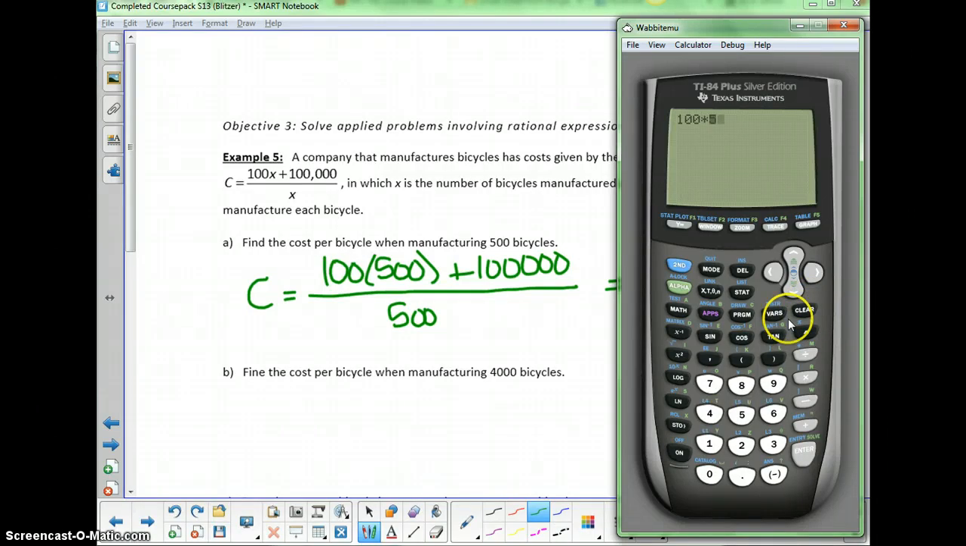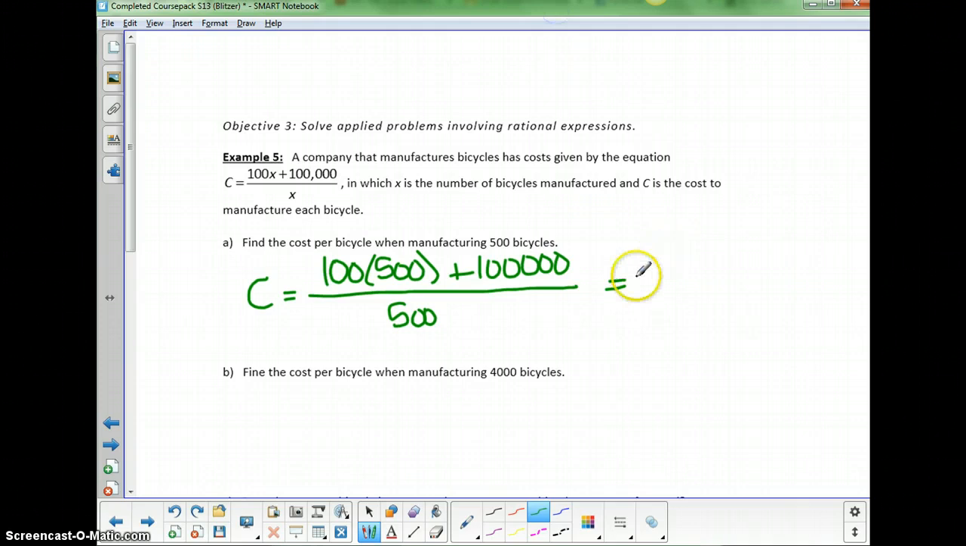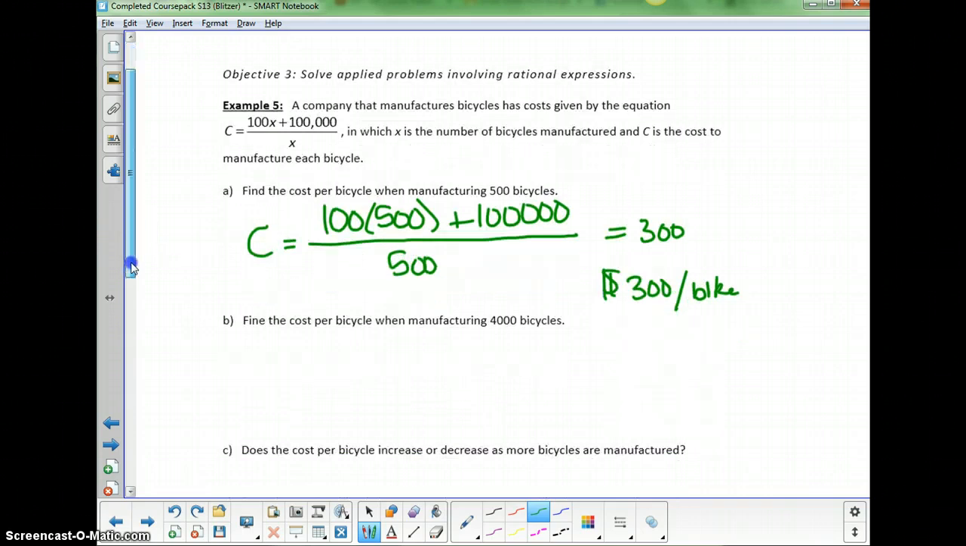100 times 500 plus 100,000, and then divide that by 500 gives us 300. So it's going to cost them $300 per bike. Remember I can use that slash for per bike. That's the cost to manufacture each bicycle. So it costs them $300 to make a bike if they're going to make 500 bicycles.